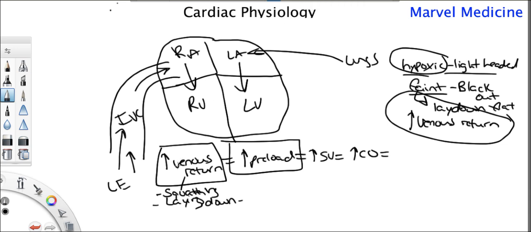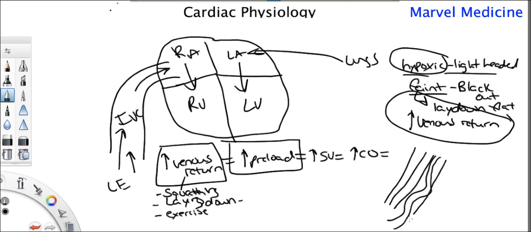Okay, now one more thing that increases venous return. Exercise. How does it do that? Well, if you look at the muscles in your lower extremities, your quadricep muscles, all the muscles in your legs, it kind of looks like this. If this is muscle, this would be like a vein in there. Okay? And again, muscle.